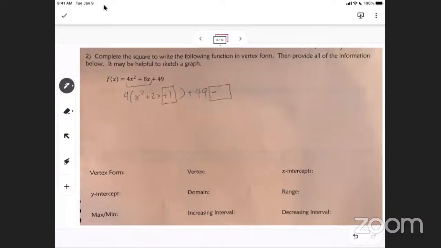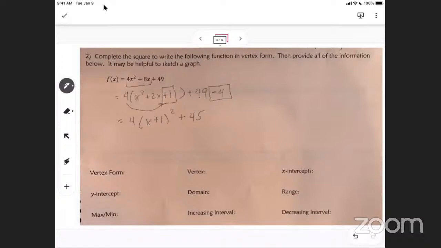Well, what am I going to subtract? It would be 1 squared, correct? Or no, sorry. It'd be 4. Very good. It's 4 times 1. Exactly. Good job. So now let's factor it. So 4 times (X plus 1) squared plus 45. So there's my function in vertex form.